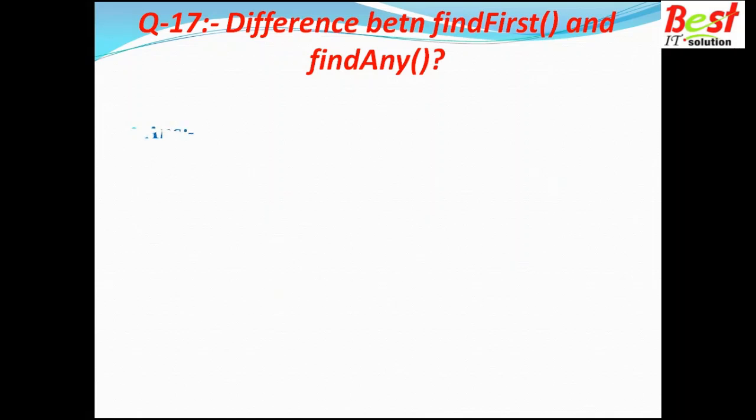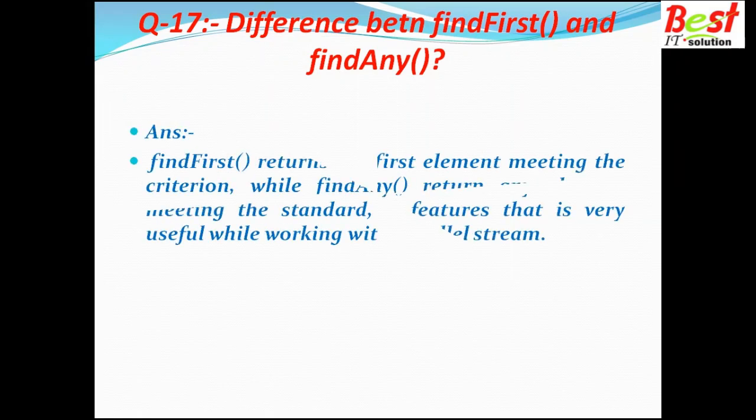What is the difference between findFirst and findAny? As the names of the methods suggest, findFirst returns the first element meeting the criterion, while findAny returns any element meeting the criterion. That is very helpful when working with a parallel stream.